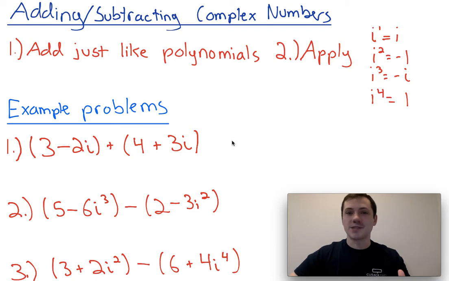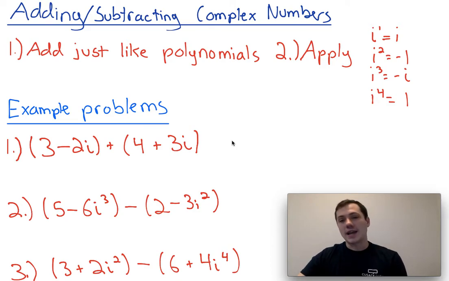What I have for you today is a quick video on how to add and subtract complex numbers. Now, the first thing to remember is that you add and subtract complex numbers just like you add and subtract polynomials, meaning that if you have something like i squared and i squared, you can add them. You add the coefficients, so you would have 2i squared. Or if you had 3i cubed and 4i cubed, you would just add the coefficients and you would have 7i cubed.